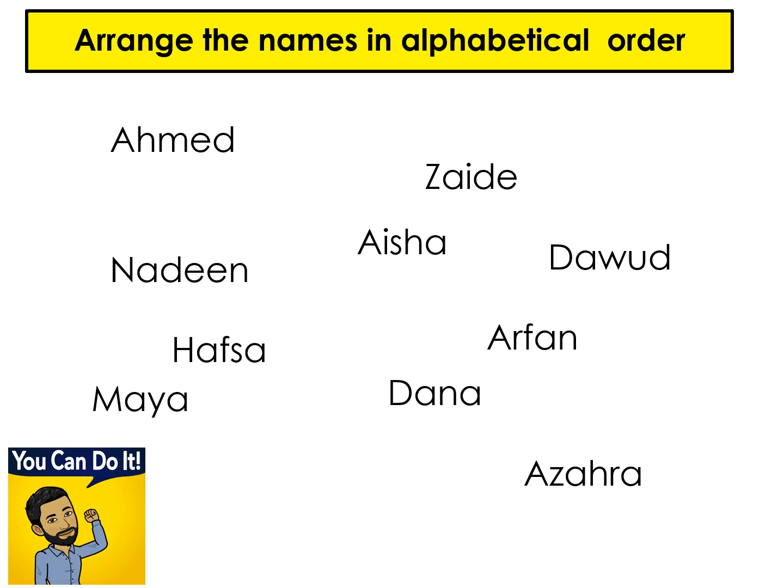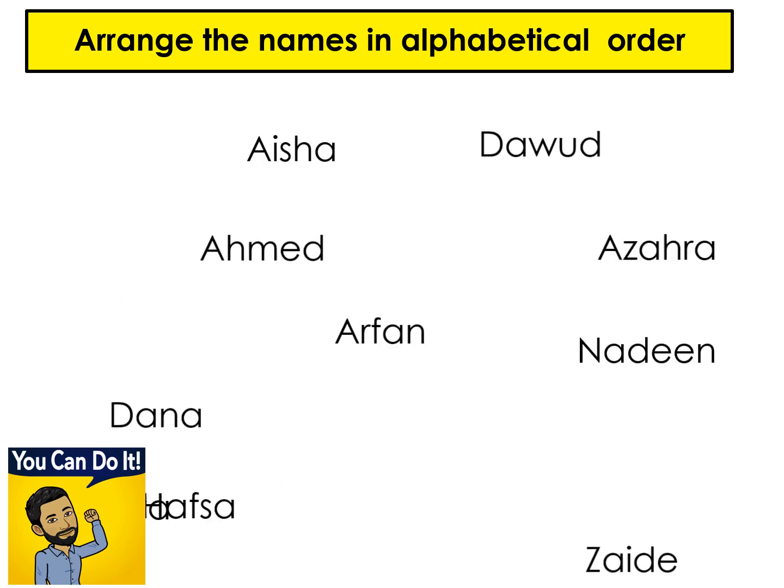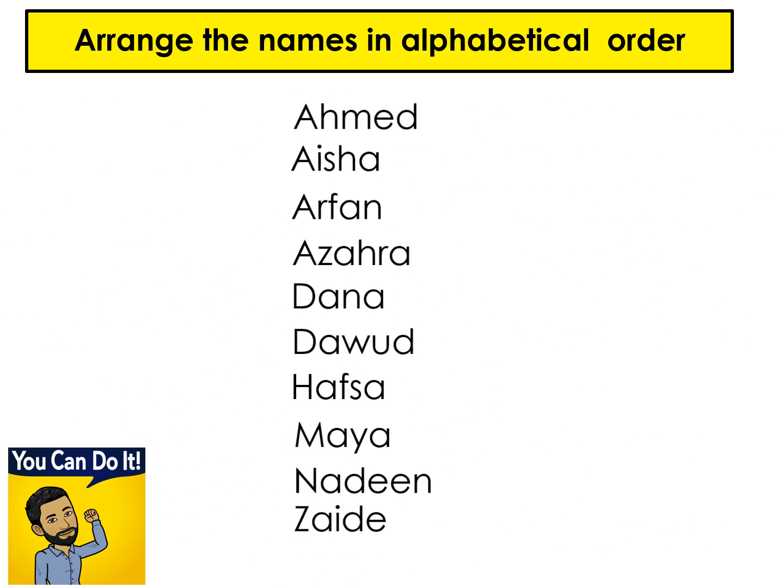Okay, now I hope you've done that, and in a second I'm going to click my fingers and these names should go straight into alphabetical order. So there you go, you can see that we've got Ahmed first, Aisha, Arfan, Azara, and then it goes all the way down to Zaid. And you can see that we've got Ahmed with the A starting, and then our last name was Zaid with the Z.